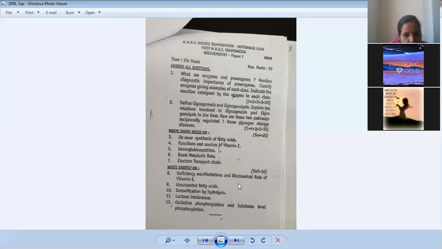BMR. Then electron transport chain. I think I need to resend the link, Vita.